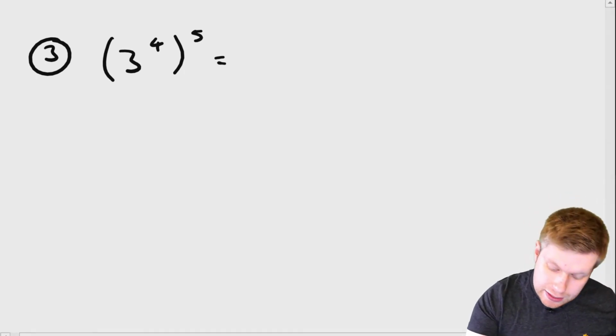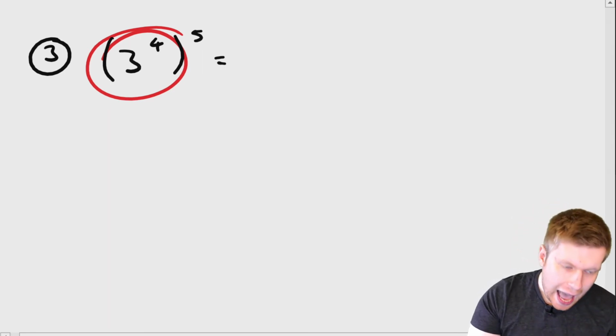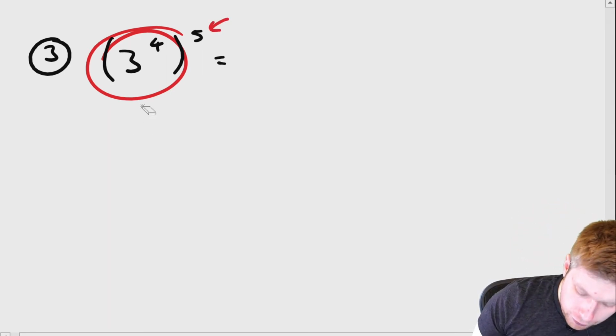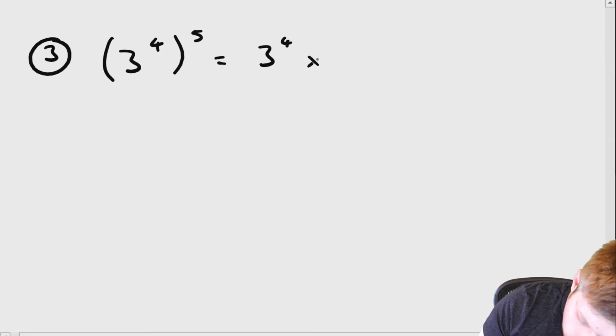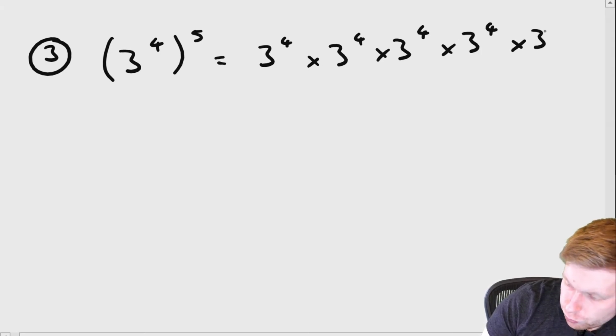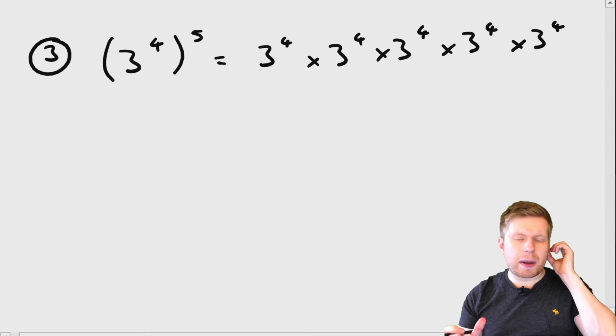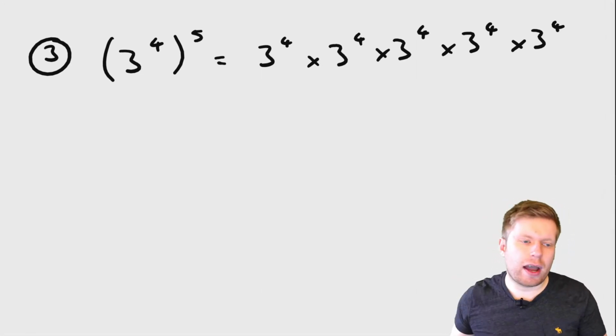Now, all this means is take whatever's down here, at the moment 3 to the power of 4 is my base, and multiply by itself 5 times. Okay, so we'll have 3 to the power of 4, multiplied by 3 to the power of 4, multiplied by 3 to the power of 4, multiplied by 3 to the power of 4, multiplied by 3 to the power of 4. So I'm literally just treating 3 to the power of 4 as my base here. And then I'm just multiplying it by itself 5 times.